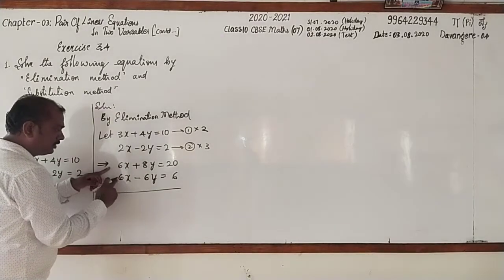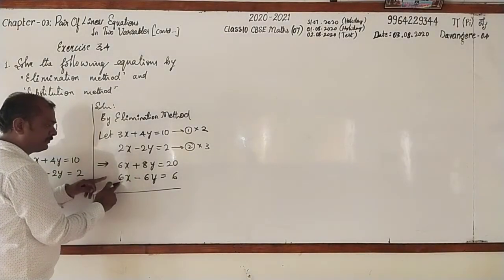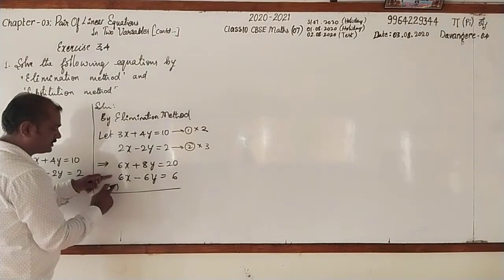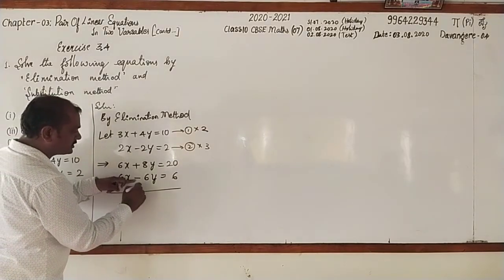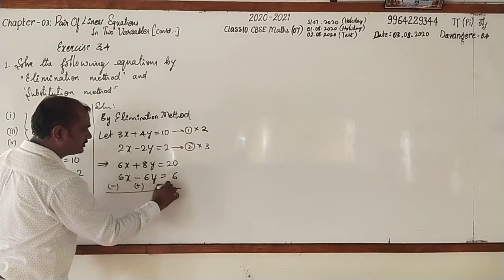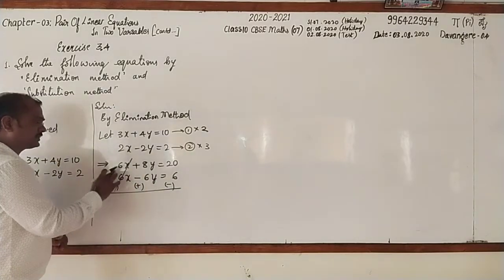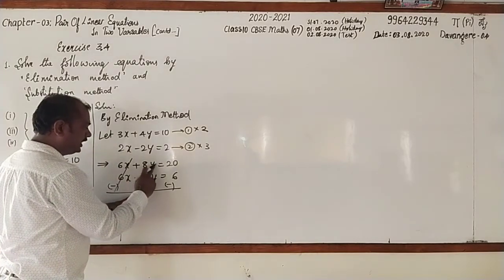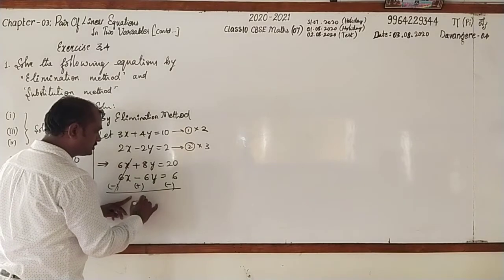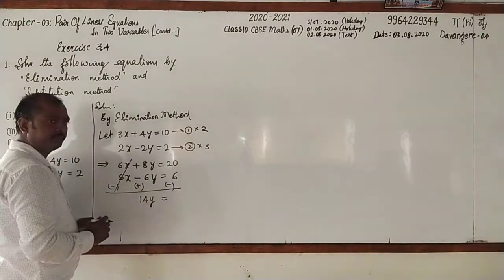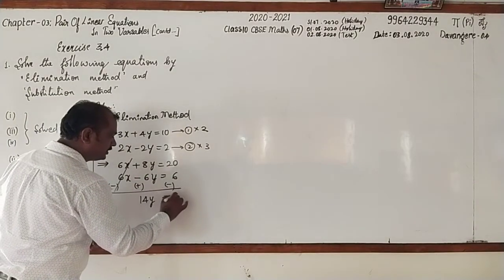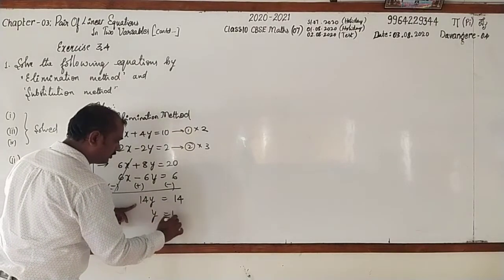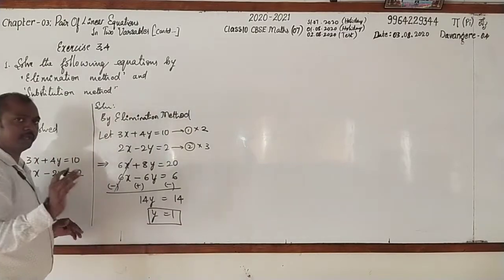Here, the x coefficients are the same, but they have the same sign, hence I am going to change. Plus is there, make it minus. Minus is there, make it plus. Here plus, make it minus. 6x minus 6x get cancelled. Now, see that 8y plus 6y, how much? It is 14y. 20 minus 6, this is 14. y is equal to 14 by 14. How much is it? y equal to 1.